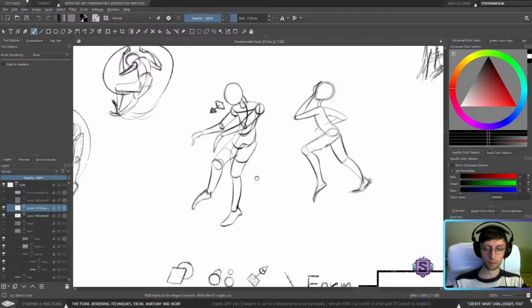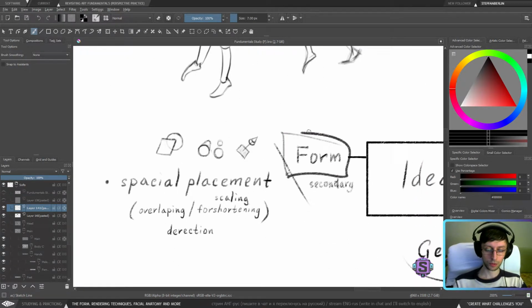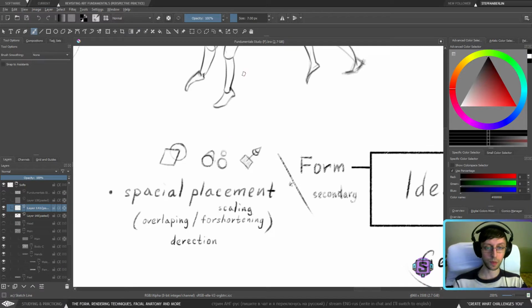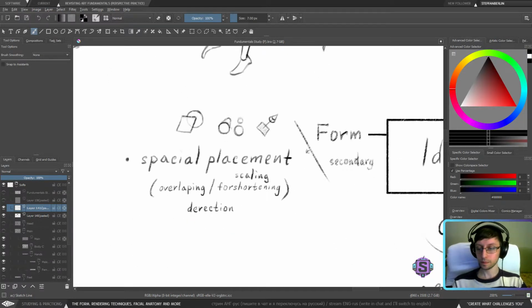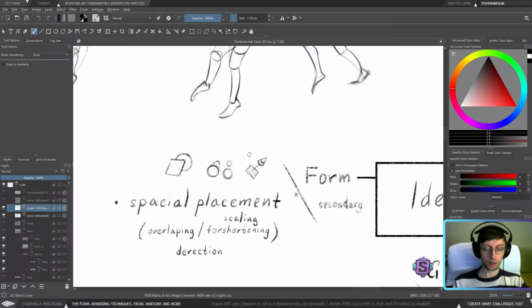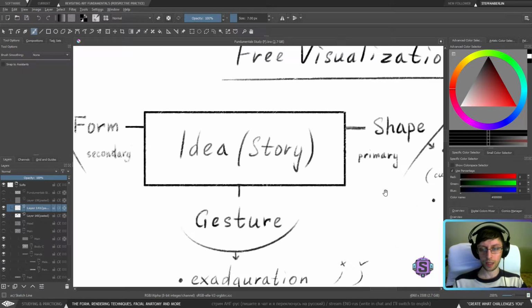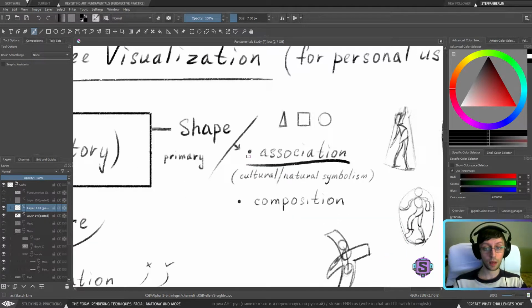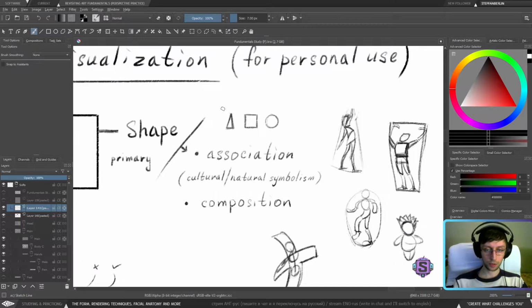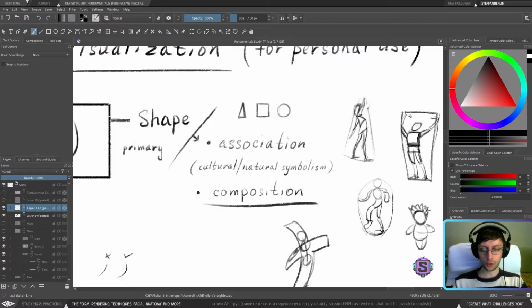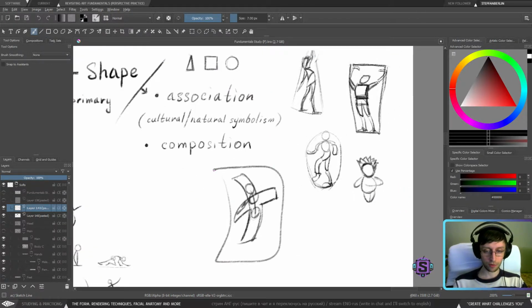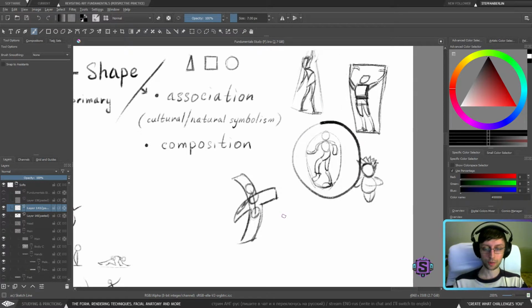It's just an indicator that will help us to create an illusion of form or space, the sense of direction, where things are looking. So yeah, this is one thing. And for now, when it comes down to the form, I believe we don't have that much in the form. Again, we have two things in shape. Association part, which works with cultural and natural symbolism, using original graphic shapes, and also composition, which is going to use the same original graphic shapes, but outside of, like, an overall composition.